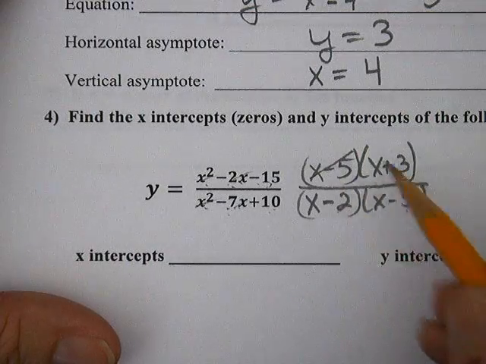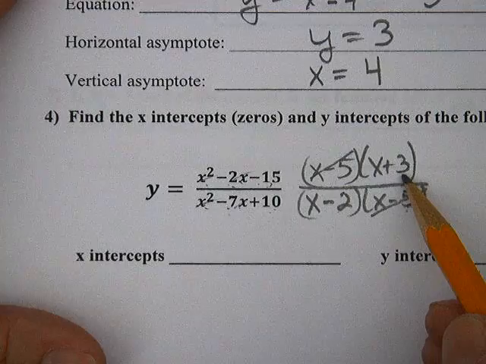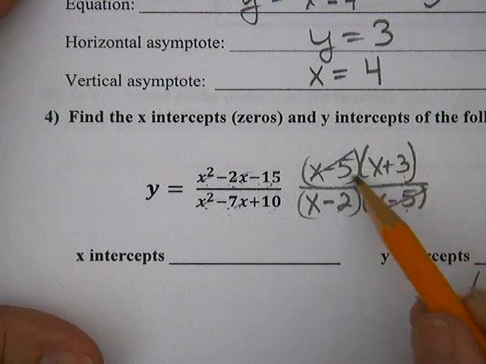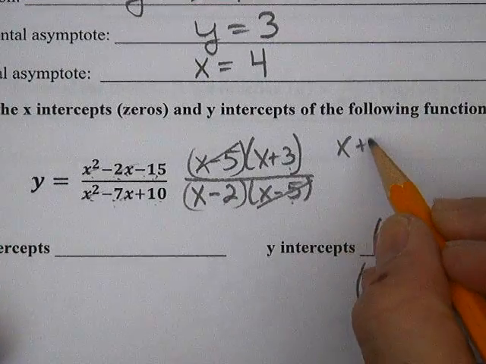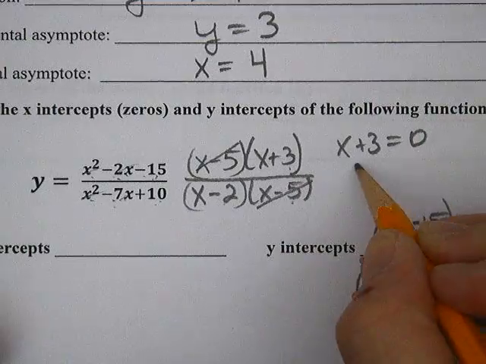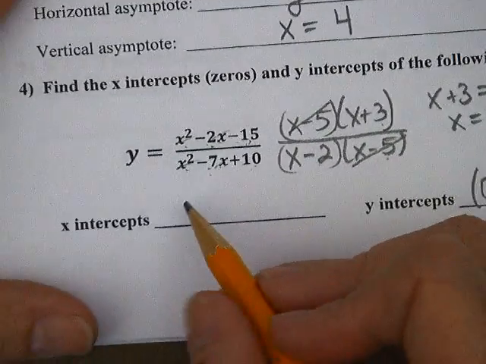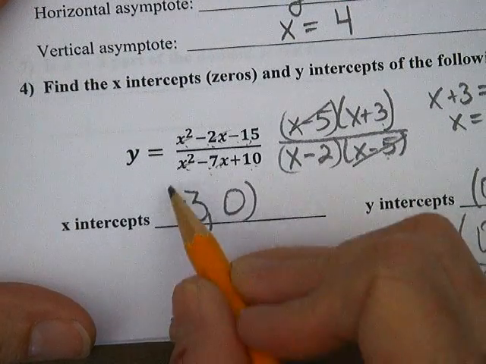I would cancel the x minus 5 from the numerator and denominator, and I'm left with x plus 3 on the top. To find the x-intercept, I'm going to take what's left on the top, x plus 3, and set it equal to 0, and solve. X equals negative 3. So for my x-intercept, the x value is negative 3, and the y value is 0.